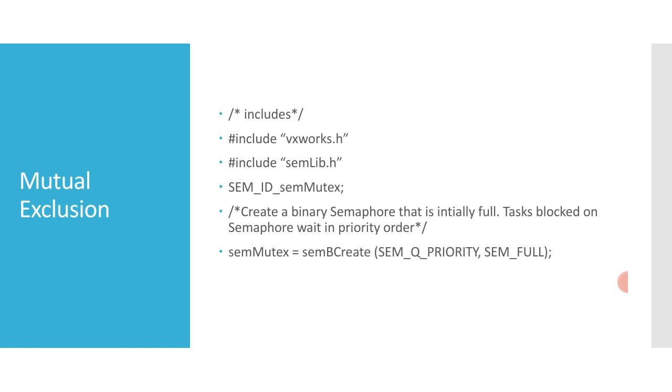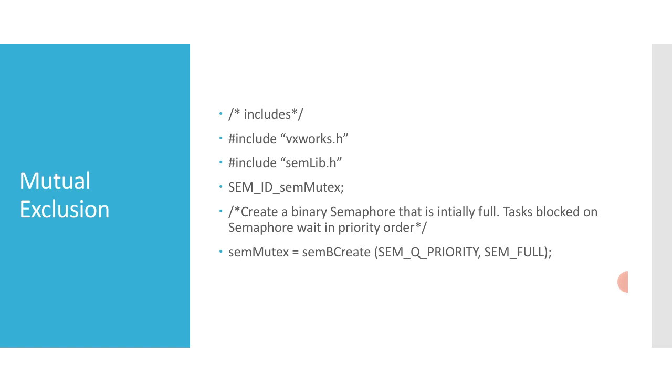When used for task synchronization, a semaphore can represent a condition or event that a task is waiting for. Initially, the semaphore is unavailable. A task or ISR signals the occurrence of the event by giving the semaphore. Another task waits for the semaphore by calling semTake. The waiting task blocks until the event occurs and the semaphore is given.